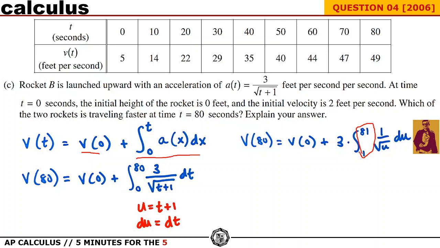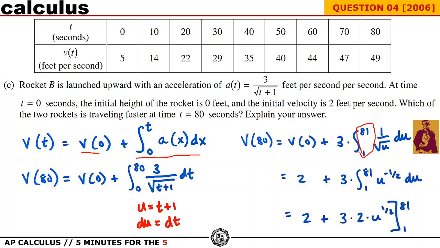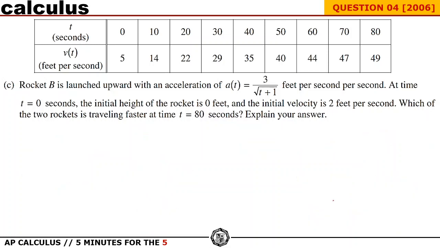Change the limits of integration from 1 to 81, and just following the integral steps here, you're going to get 3 times the integral from 1 to 81 of u to the negative 1/2 power, which is going to become 2 times u to the 1/2 power, and then the 3 comes down for the ride. The 2 comes down for the ride too. You're going to want to multiply the 3 and the 2 together, which is what I'm doing on the next screen. So you get 6 root u, and you're going to evaluate that from 1 to 81.